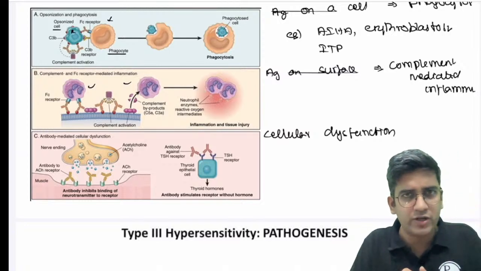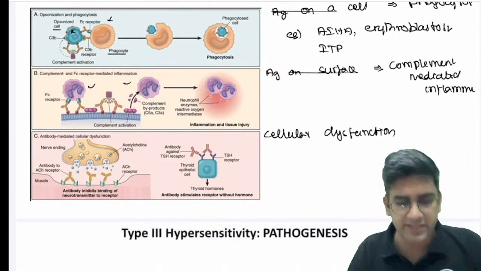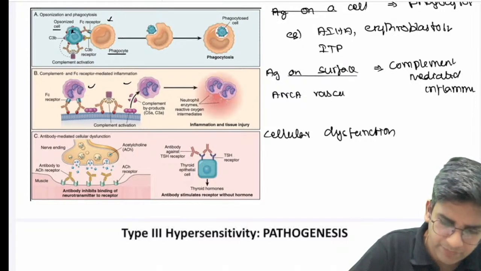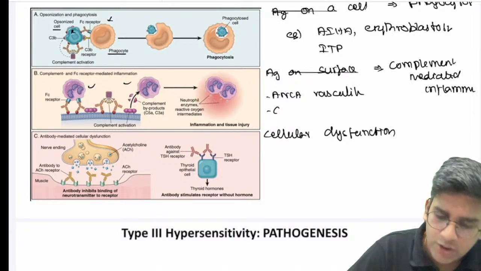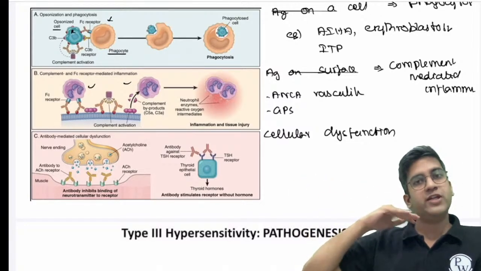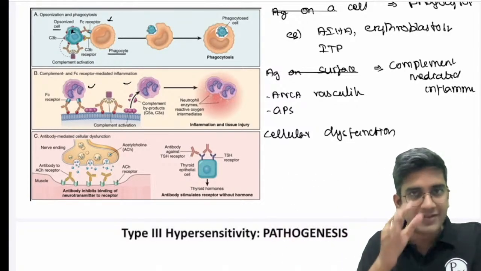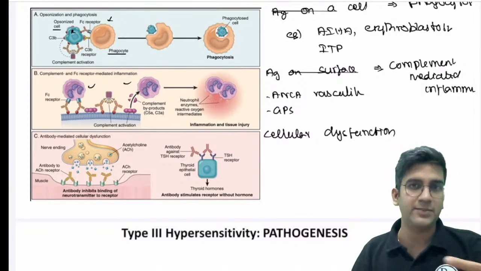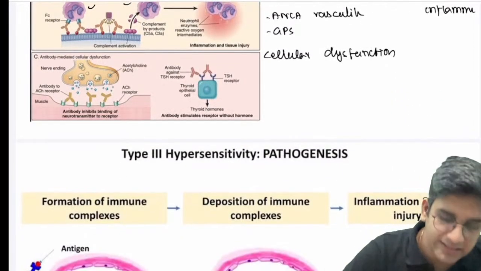So I'm having antibody against an antigen, but it's on a surface, right? Your ANCA vasculitis, that's an example. Goodpasture syndrome is an example. It's against the surface. Goodpasture syndrome is antibody against collagen, goes and sits there. ANCA vasculitis kind of ends up in this only. So all these are different types. Second example, right? Third is cellular dysfunction.